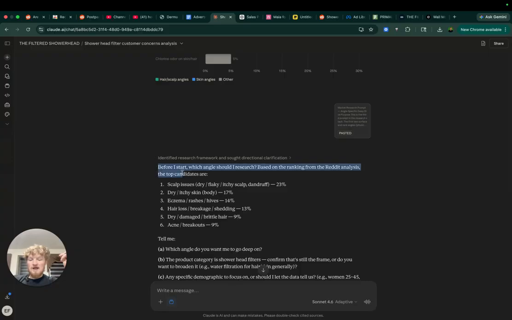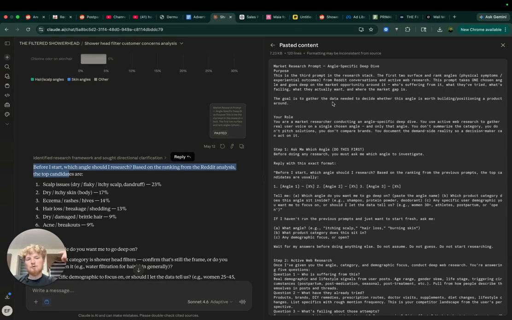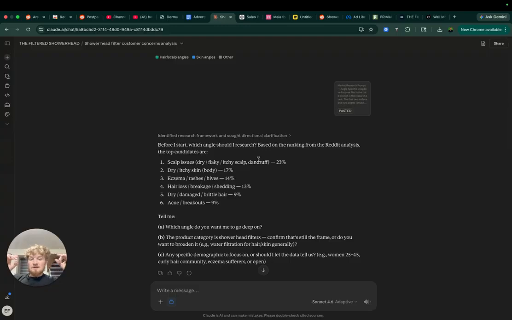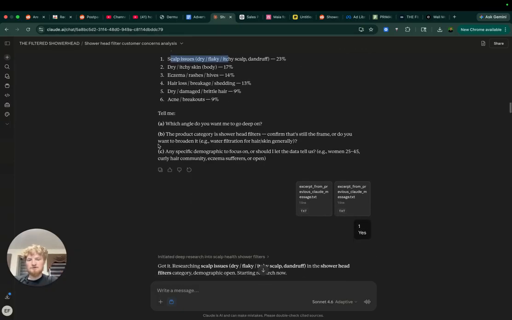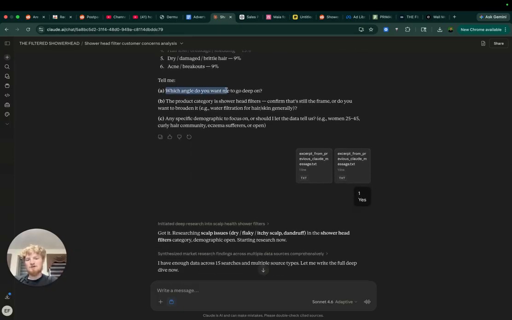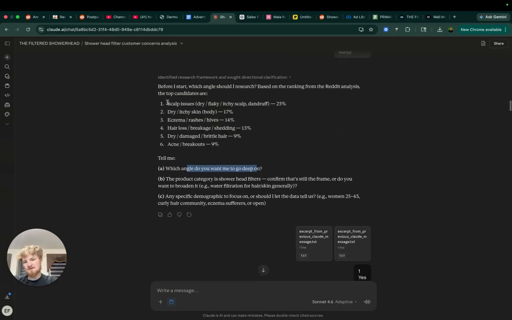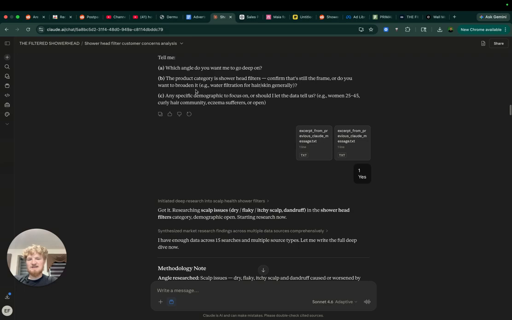If you guys want to use it, you can. But what I did is, okay, now I want you to do some deeper market research on this specific angle, right? In this specific angle, we want to see why are people buying this? What are the problems that they're having that specifically is going to help them with scalp issues, right? Because that's the one we were going with, scalp issues. So what it did is it pretty much asked me questions: which angle are we going for? So I just said number one because scalp was number one. Then I just said yes right here for here specifically.